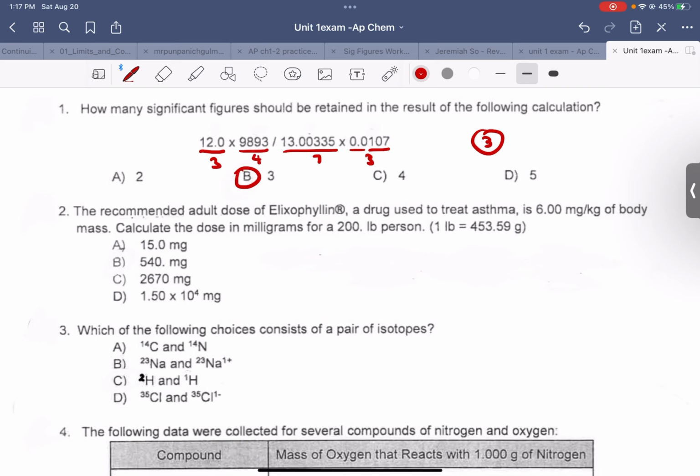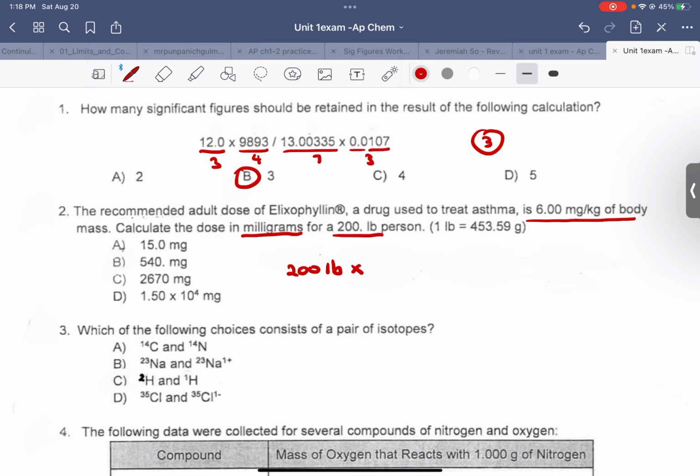Number 2. The recommended dose of oxalisyphilin, a drug used to treat asthma, is 6 milligrams per kilogram of body mass. Now calculate the dose in milligrams for a 200 pound person. So this one is a dimensional analysis. You're going to start with 200 pounds.